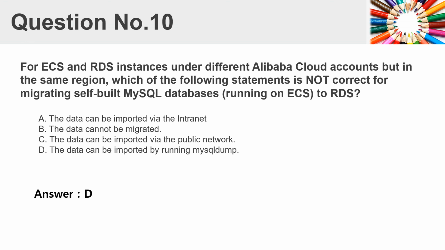Question number 10. For ECS and RDS instances under different Alibaba Cloud accounts but in the same region, which of the following statements is not correct for migrating self-built MySQL databases, running on ECS, to RDS? A. The data can be imported via the intranet. B. The data cannot be migrated. C. The data can be imported via the public network. D. The data can be imported by running mysqldump. Answer: D.